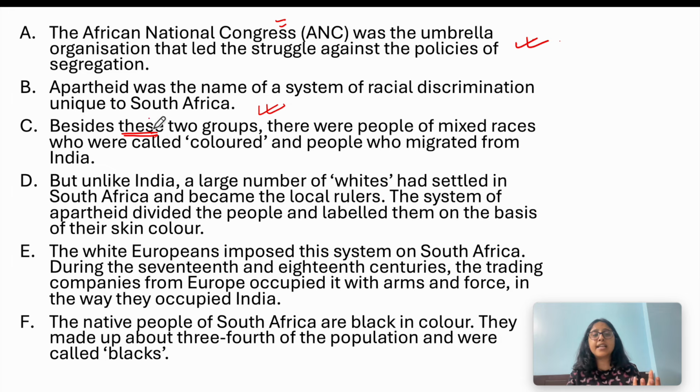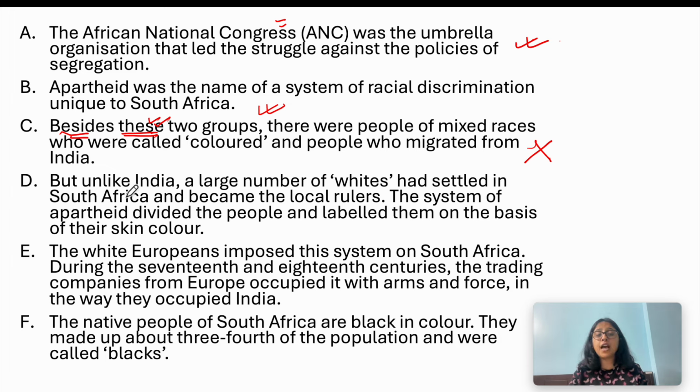Now again, you can see that here a demonstrative adjective has been used. Okay. Something has been used which is for pointing out. Also, the sentence starts with besides. Now, if your sentence starts with besides, then it cannot be your first sentence. So, this is not an independent sentence.